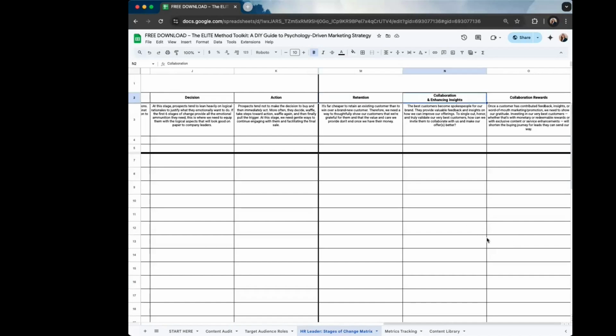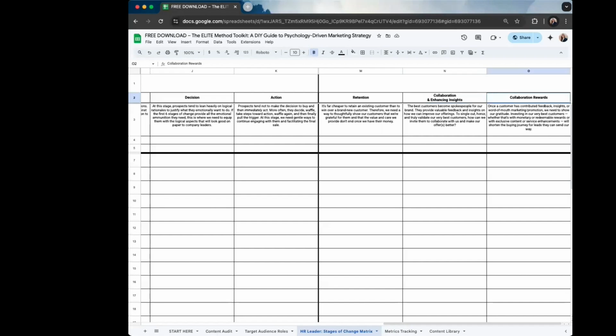Next is collaboration and enhancing insights, which is where we identify the best customers who are going to become spokespeople for your brand. They provide valuable feedback and insights on how you can improve your offerings, and you want to single out, honor, and truly validate your very best customers. This is the time to find out how you can invite them to collaborate with you and make your offers better. You may create an exclusive community, invite them to participate in a customer interview, or do a case study on your work with them.